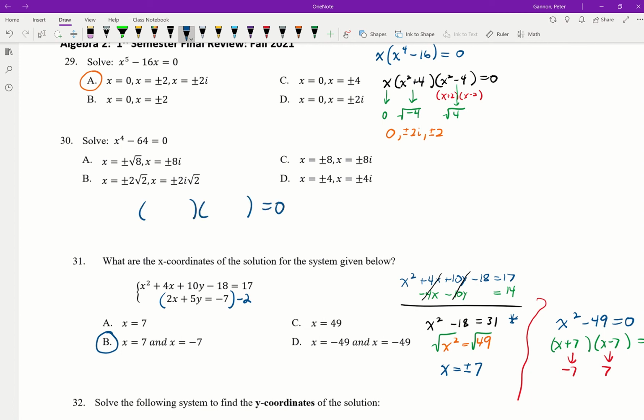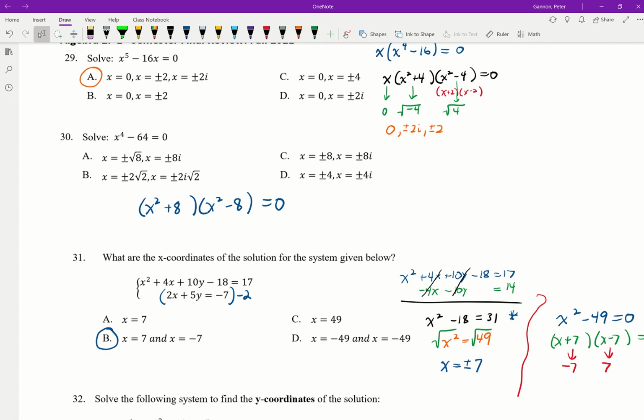The conjugates are going to be x squared plus 8 and x squared minus 8. In this situation, neither one of those will factor anymore. So we're going to go ahead and find our solutions from here. From this factor, we're going to subtract 8 and then square root. Don't forget that plus or minus. Here, we're going to add 8 and square root. Don't forget the plus or minus.